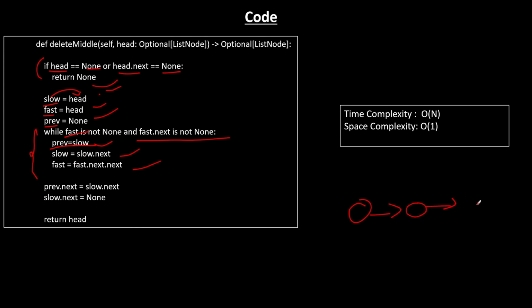let me draw it here only. If slow is here, previous is here. Before slow moves to the next part, previous comes here, then slow moves here. Fine. That is what's happening here in these two parts. And fast is going two steps at each time.